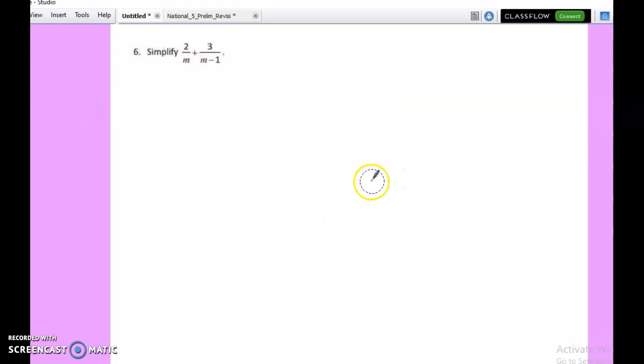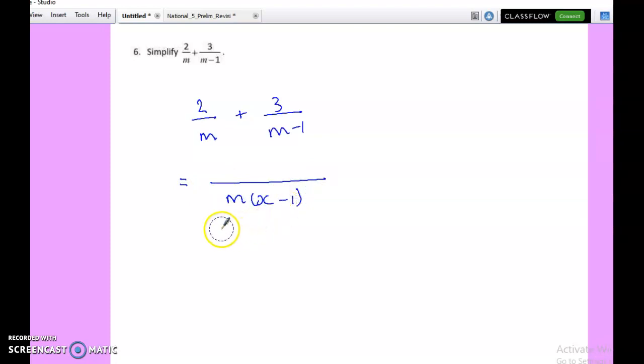Number 6, an algebraic fraction. So we've got 2 over m plus 3 over m minus 1. To add or subtract fractions, we need to have a common denominator. When it's two algebraic terms like this, we multiply them together. Ignore that x there, it shouldn't be an x, it's an m.